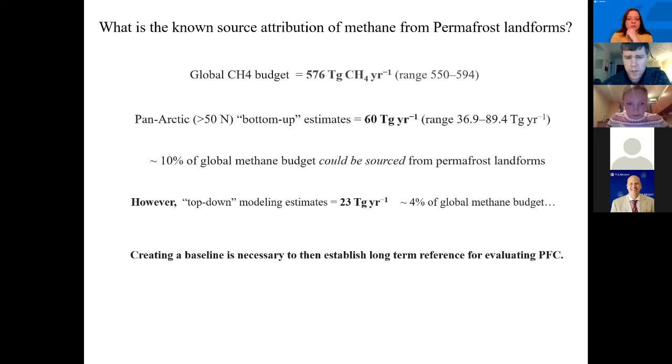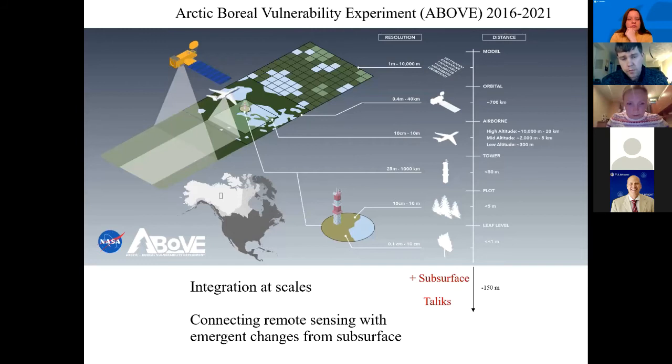But like I said, creating this baseline is absolutely necessary to establish long-term references for evaluating this hypothesis of the permafrost carbon feedback, because if it started to accelerate, we would need to know a reference frame to go, well, where did we start from? And this will be useful in the context of developing our carbon strategy. And so why the discrepancies? Why are we not sure? What are the solutions? Well, one solution is what we've been doing.